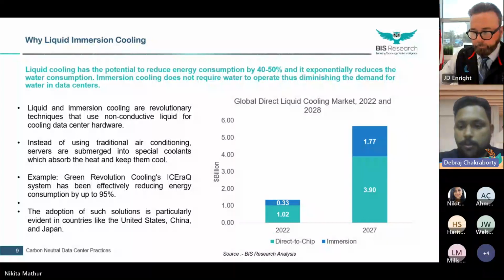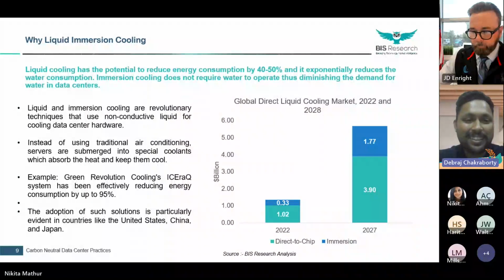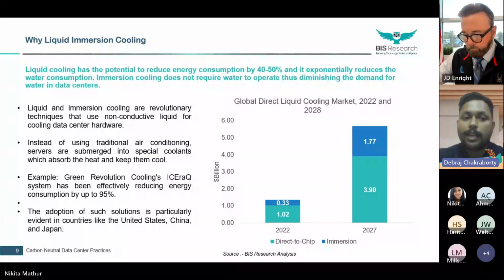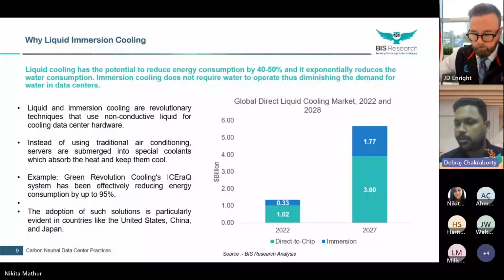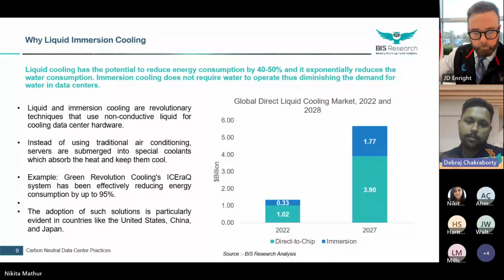And it exponentially reduces the water consumption because there is no water being used. We are using dielectric fluid here. And the important aspect is the overall efficiency that you are achieving, as JD has rightly said, that since you can build something that consumes less, we can reduce the overall carbon emissions. And liquid immersion cooling is one of the best ways, I would say. JD would second me on that thought, that it's one of the best ways to actually start somewhere, right? We can start with liquid immersion cooling now.